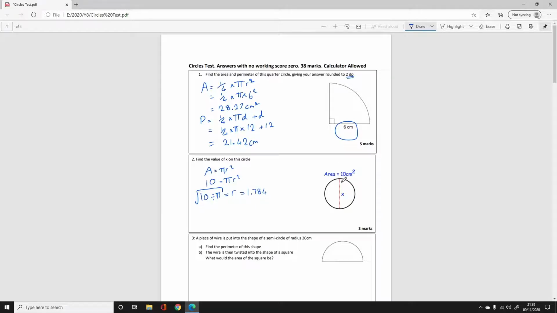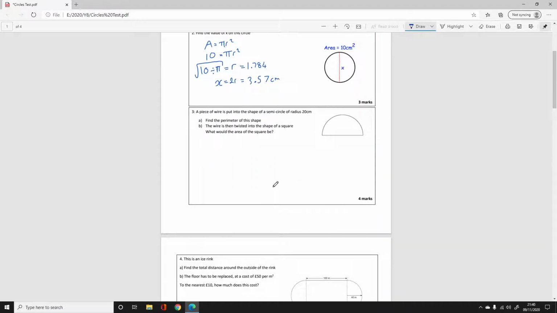And then we look at the question, and x is actually the diameter, so x is double the radius. So we need to times it by 2, and we'll get that the value of x is 3.57 centimeters or thereabouts. Doesn't say how to round it, so that would do.